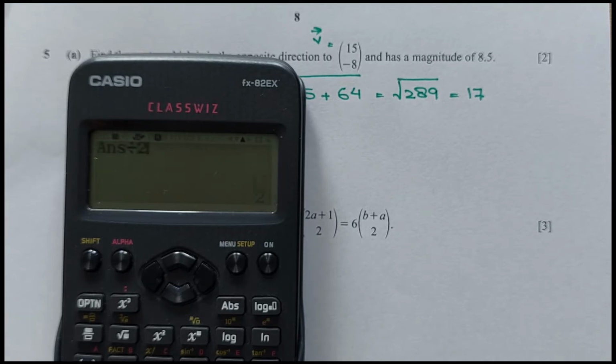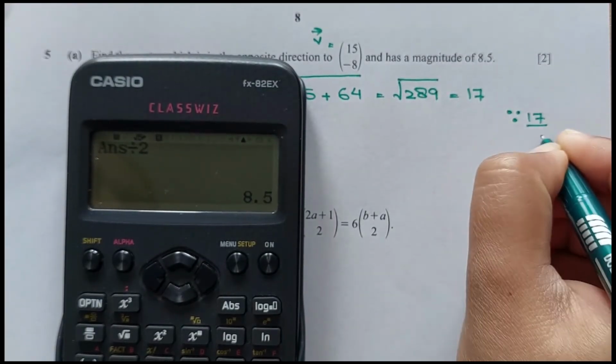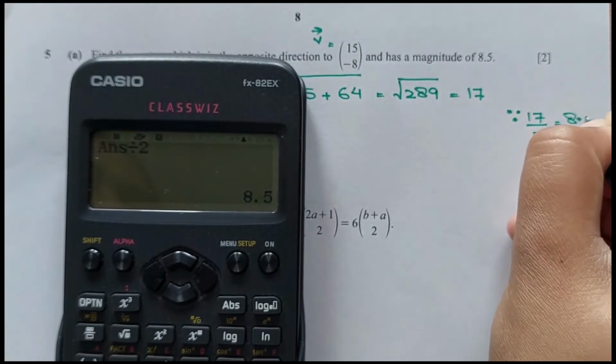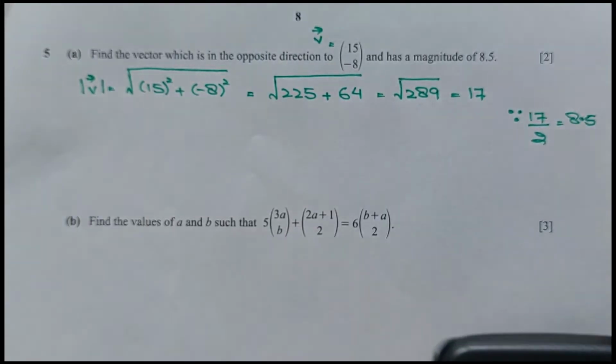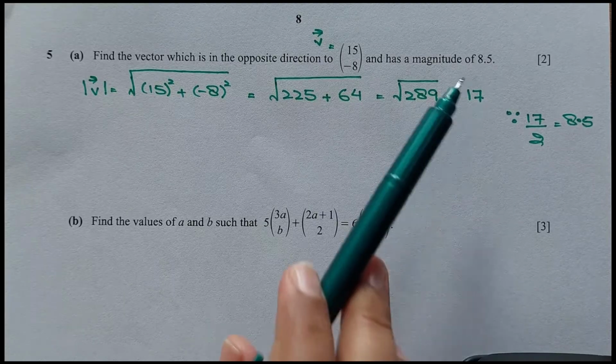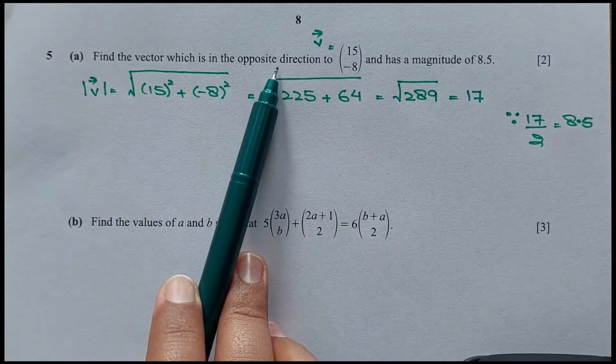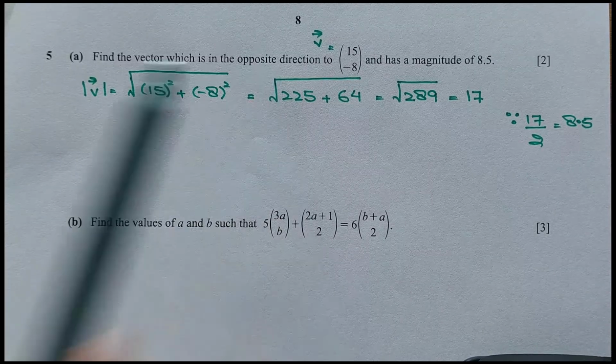If I divide 17 by 2, I will get 8.5. Okay, so we have the hint that 17 divided by 2 is 8.5. So if the given vector is divided by 2, we will get the vector having magnitude 8.5, and for the opposite direction we need to multiply with a negative sign, right?